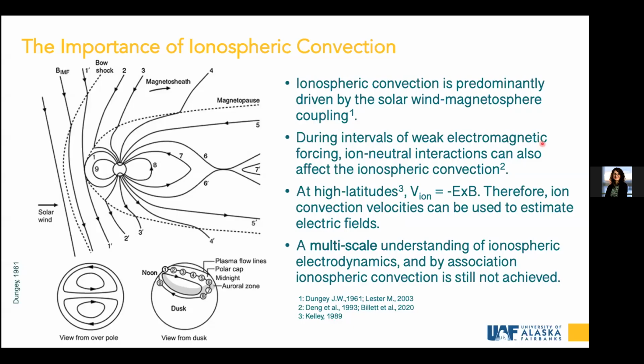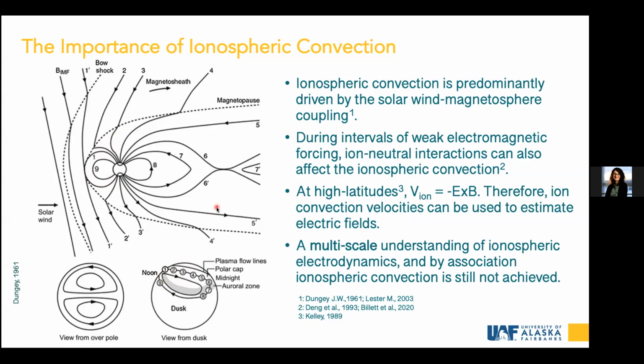So this plasma convection is very important for the electrodynamic coupling of the Earth's magnetosphere and ionosphere systems. This is basically how the whole plasma is convected in the magnetosphere, and towards the magnetic fields, the foot points on the ionosphere create these ionospheric convection patterns.